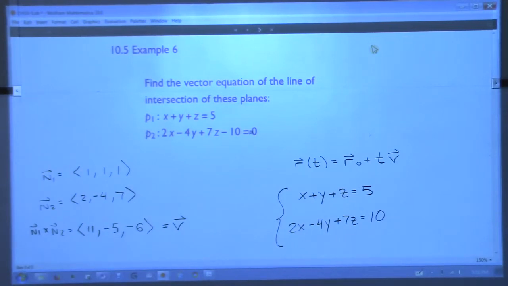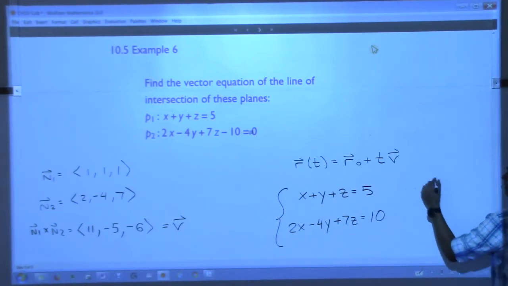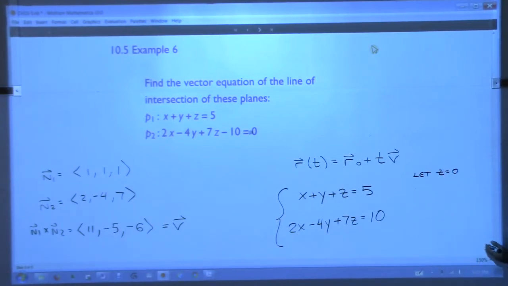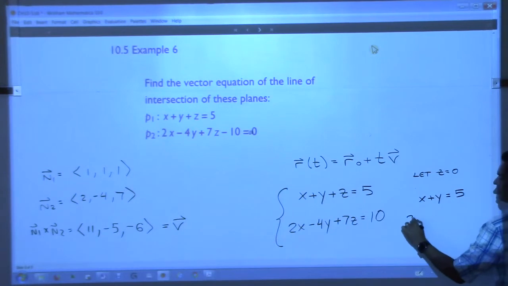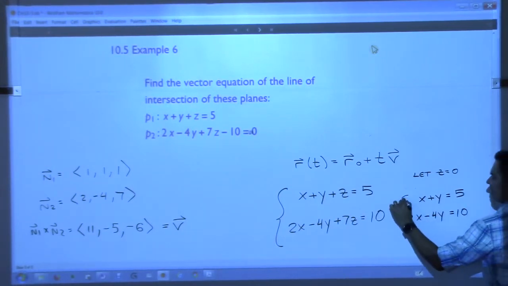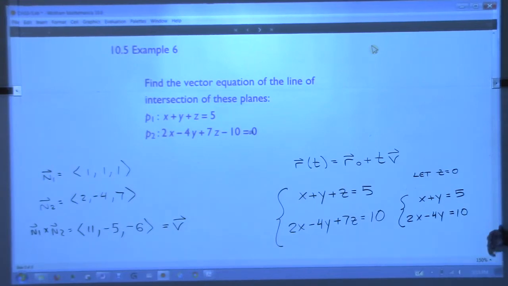Like just pick a value for one of them. And I like to, just my preference, I like to just let z be 0. I don't know why, I like to do that. If z is 0, then what do these equations become? X plus y is 5, and the other one is 2x minus 4y is 10, right? It becomes this new system, which is just a 2 by 2 system, which is much easier to work with.